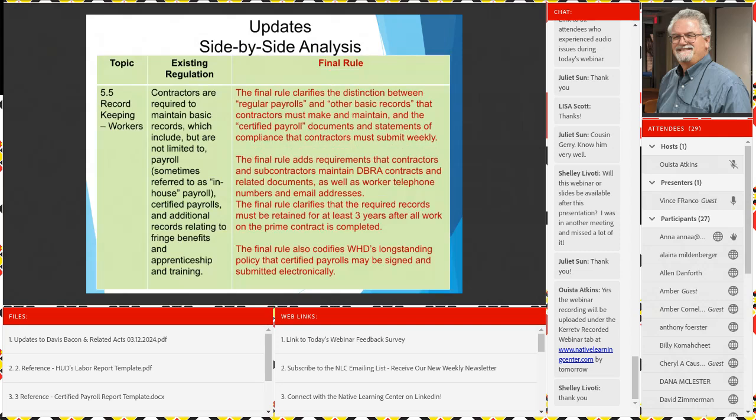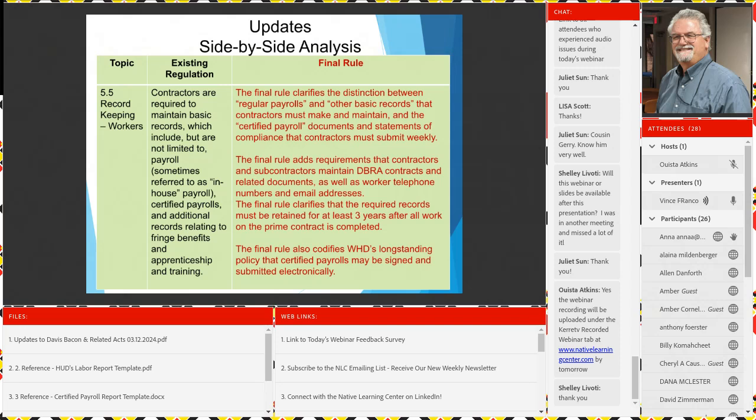And record keeping. Now, let me point something out to you here. Record keeping: the final rule clarifies the distinction between regular payrolls and other basic records that contractors must make and maintain. We talked about the regular payroll, the certified payroll records, right? Those are going to be part of prevailing wage. You've got to keep those like you would any other payroll document. Now, the other basic records, you need to know. We're going to cross-reference here. We're going to go over to the uniform guidance, the super circular, the 2 CFR Part 200, whatever you want to call it. The uniform guidance is what I call it. It has a regulation on record retention, which you can look up yourself.